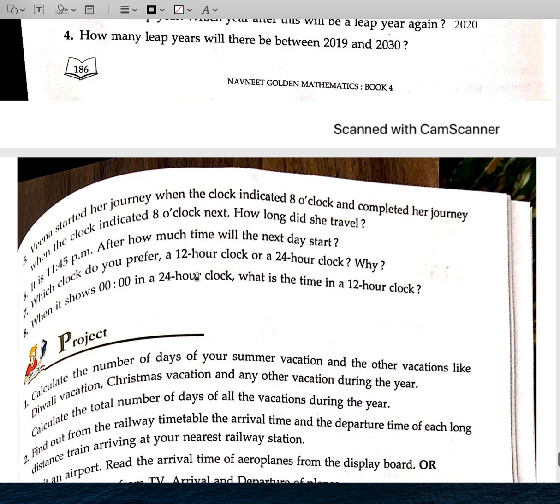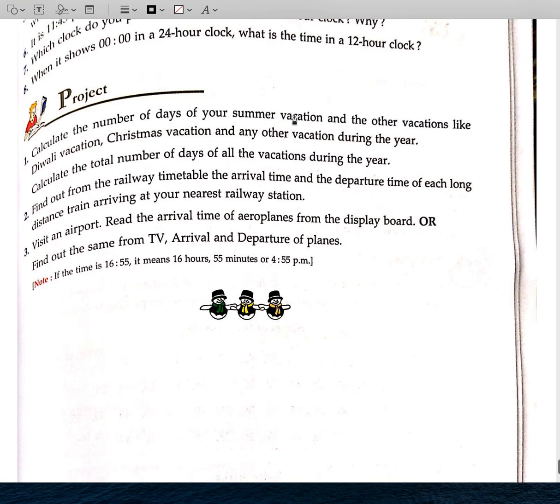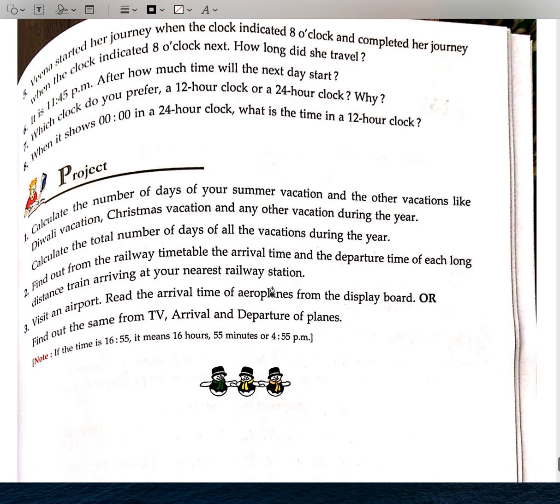Which clock do you prefer? A 12-hour clock or a 24-hour clock? Now this is your own answer. Do you prefer a 12-hour clock or a 24-hour clock? And this is a project which you have to do at home. So with this we have finished our 14th chapter, which is time.